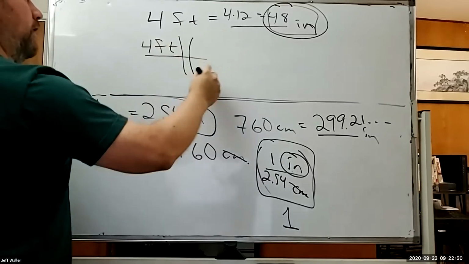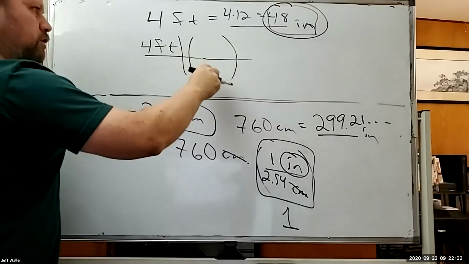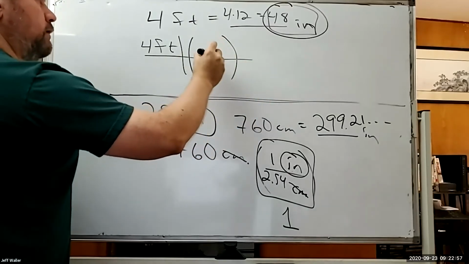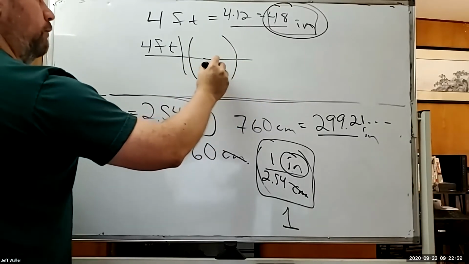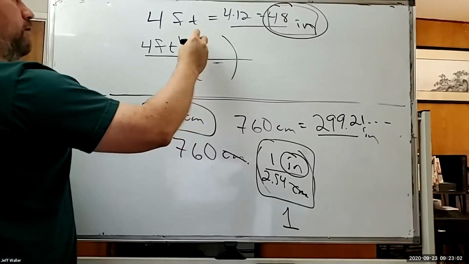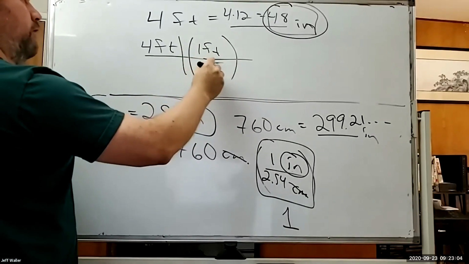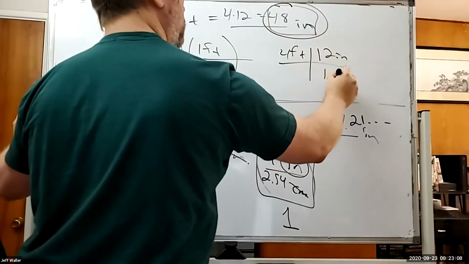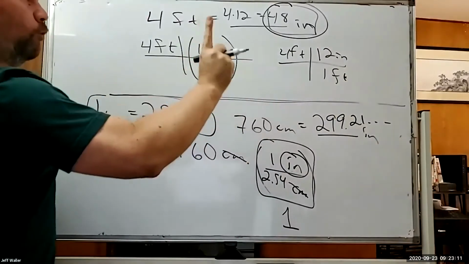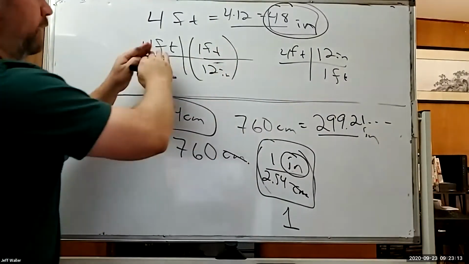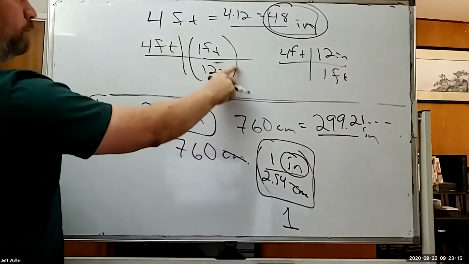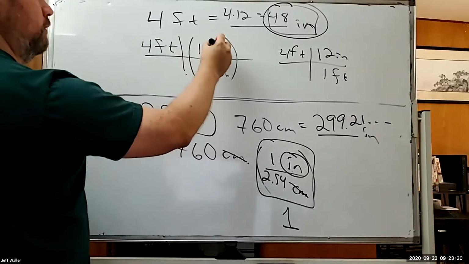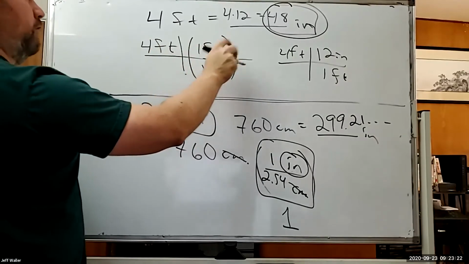Okay. And then next to it, I'm going to put a ratio that represents a conversion I know. So I could do this times 1 foot divided by 12 inches, or I could do this 12 inches divided by 1 foot, because either way, this is still 1. Right. I'm allowed to do this, but why would this be silly? What would the units be at the end of this? If I did this, what would the units be? Feet.